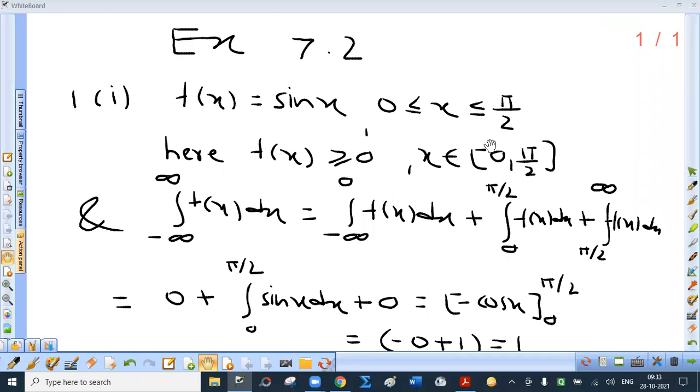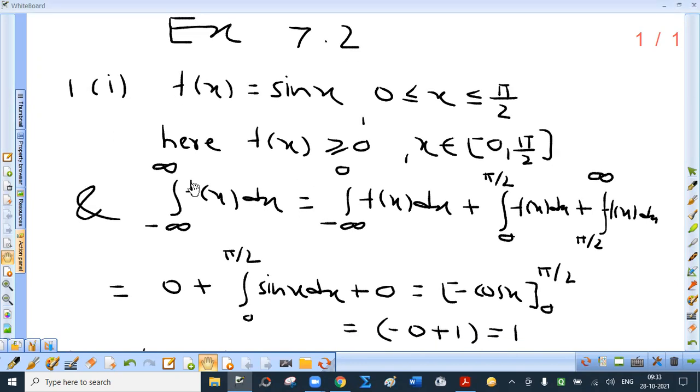Now, in this particular interval, is f of x, that is sin x, greater than or equal to 0? Yes, sin 0 is 0, sin pi by 2 is 1. Now, let me explain. Minus infinity to infinity, I write this as minus infinity to 0 plus 0 to pi by 2 plus pi by 2 to infinity. But note that for these intervals, minus infinity to 0 and pi by 2 to infinity, f of x equal to 0, because f of x is sin x for this interval. Otherwise, f of x equal to 0.